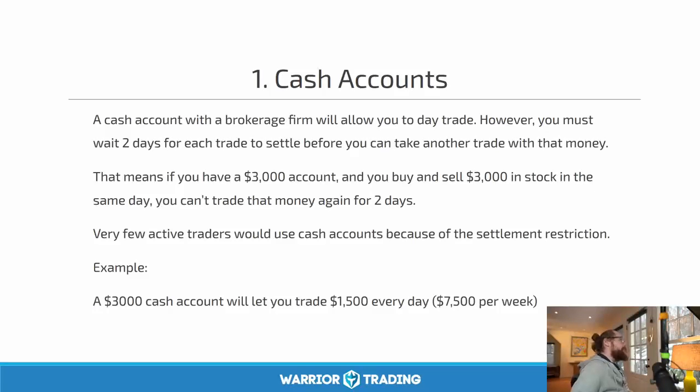So sometimes what traders with cash accounts will do is they'll trade with half of the balance every day. So if you have a $3,000 account, you trade with $1,500 on Monday. That amount of money you'll be able to trade with again on Wednesday, and you'll be able to trade with again on Friday.